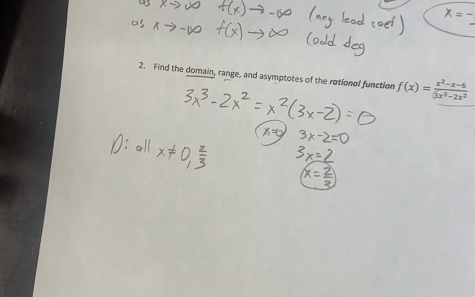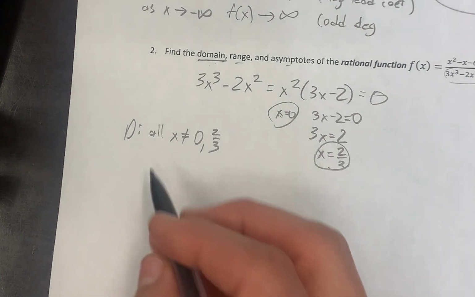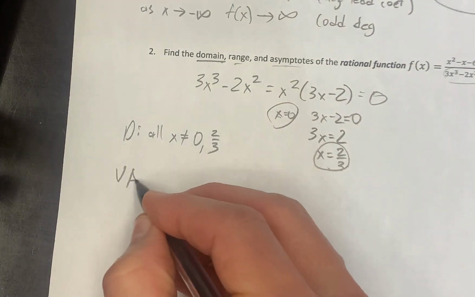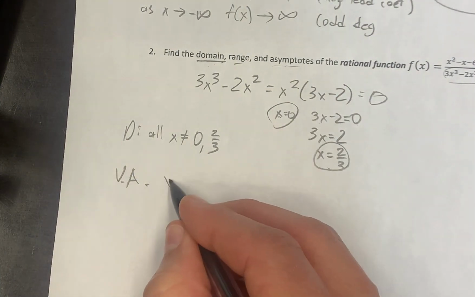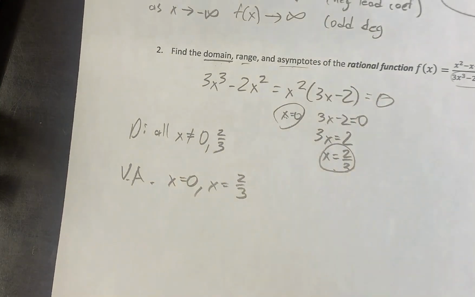We'll think about what the function is going to look like. Let's think about the vertical asymptotes. The vertical asymptotes are going to be at x equals 0 and x equals 2/3.